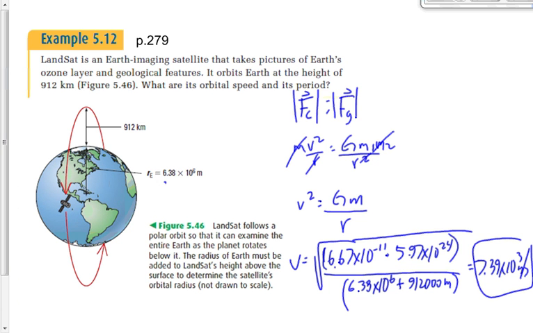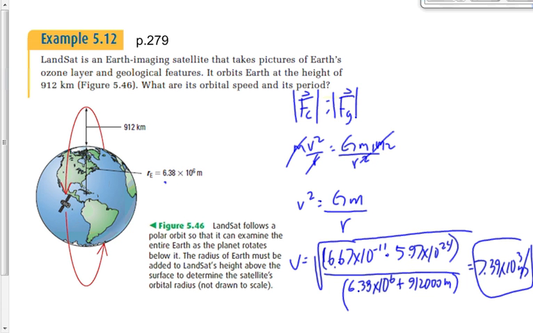So this guy's got to go even faster, right? 7,400 meters per second. That's Mach 20-ish, Mach 20. That's pretty fast. 7,400 meters per second.